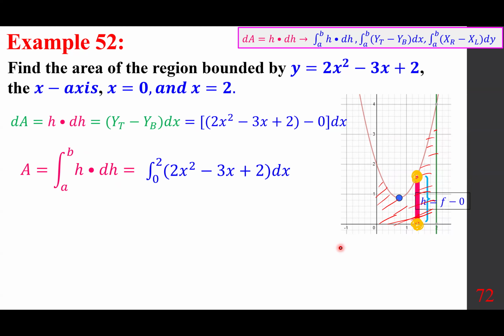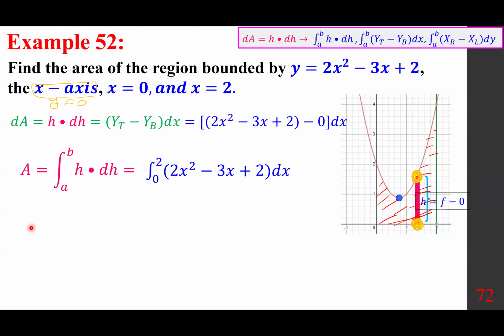A quick recap. You draw the function. Here's the region you want. You draw a typical rectangle. This rectangle, you move it along the x-axis, and that means dx is the width. The height is y of here minus y of here. Y of the top comes from the function, and y of the bottom comes from the x-axis, which has the equation y equals 0. All right, so that's it.